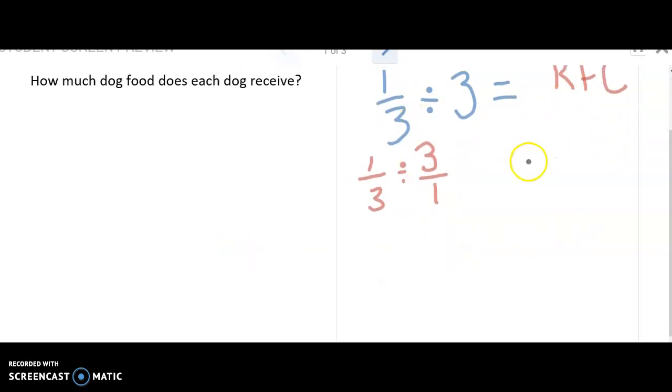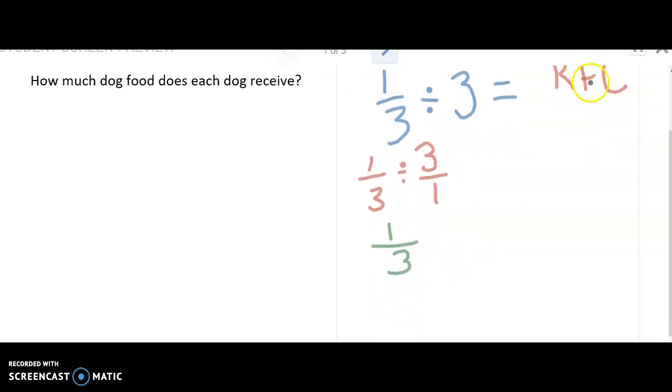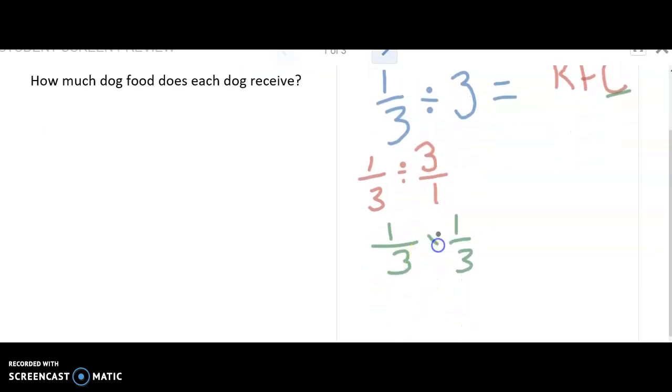Okay, I'm going to keep my first fraction. Let me grab a different color here. I'm going to keep my first fraction, so 1/3. I'm going to flip my second fraction to find the reciprocal. So 3/1 is going to be 1/3. And I'm going to change from division to multiplication. Now I can do the operation to solve for this problem.